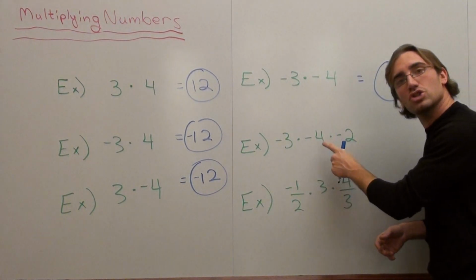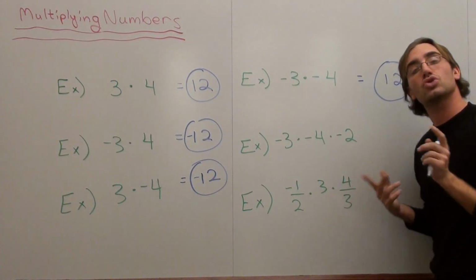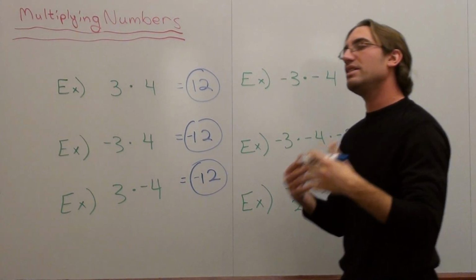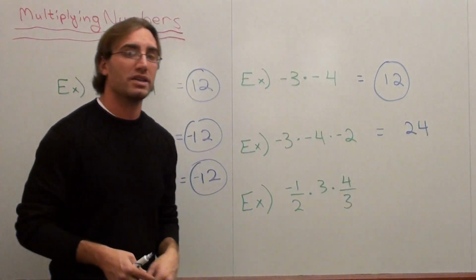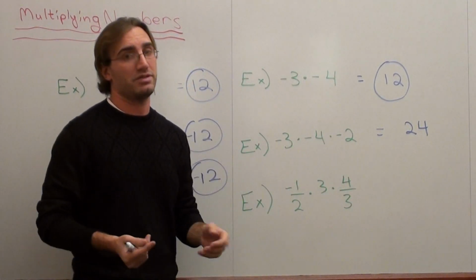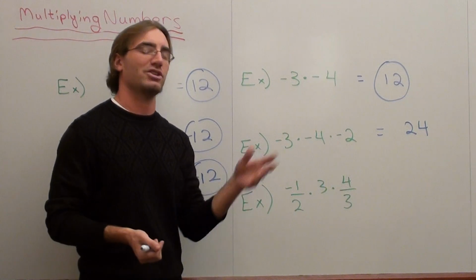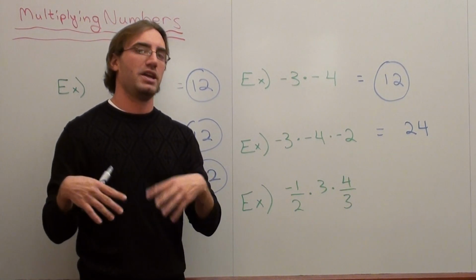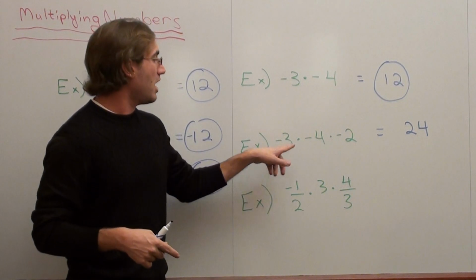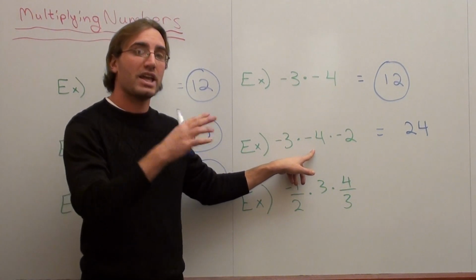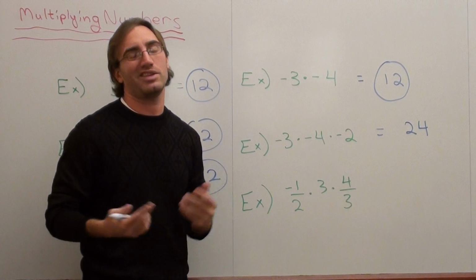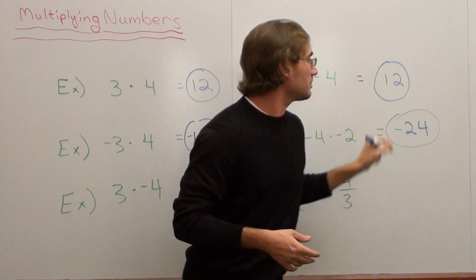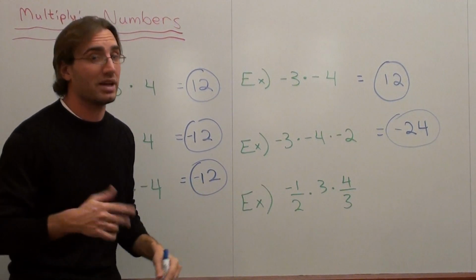3 times 4 is 12. 12 times 2 is 24. If you have an even amount of negatives that you're multiplying, the answer is positive. What happens if you don't have any negatives? The answer is positive. If you have an odd amount of negatives that you're multiplying, the answer is negative. A negative times a negative cancels and becomes a positive, but then you have another negative left over. So the answer is negative 24.